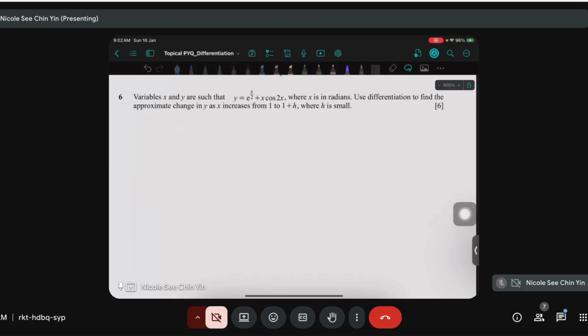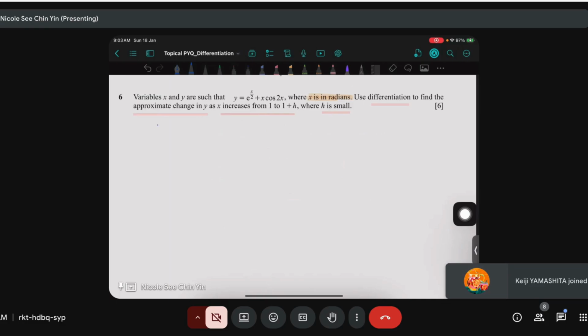Okay, variable x and y such that y equals to e to the x over 2 plus x cos 2x, whereby x is in radians. Highlight the keywords. That means we're going to use radians to calculate my trigonometry. Use differentiation to find the approximate change in y, whereby your x increases from 1 to 1 plus h, which is very small. So first of all, I can detect my delta x is actually h.